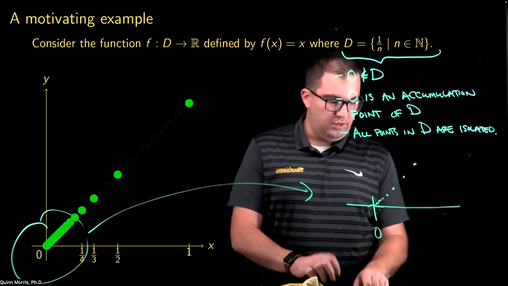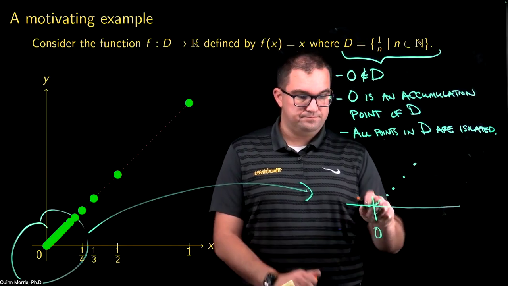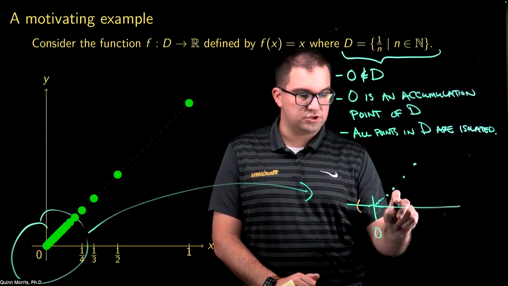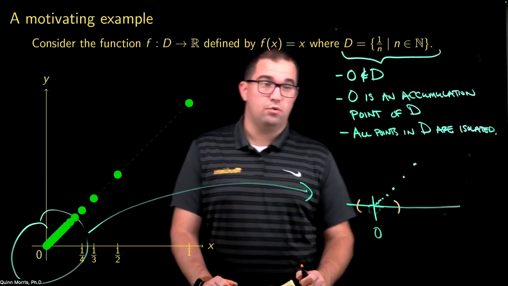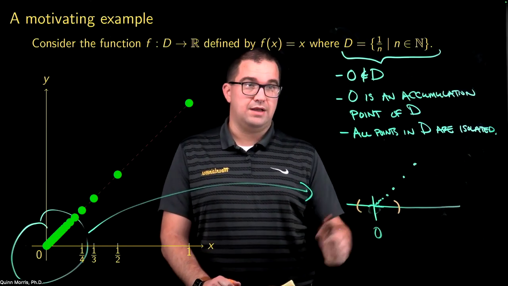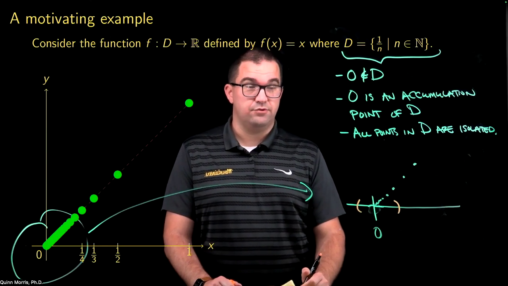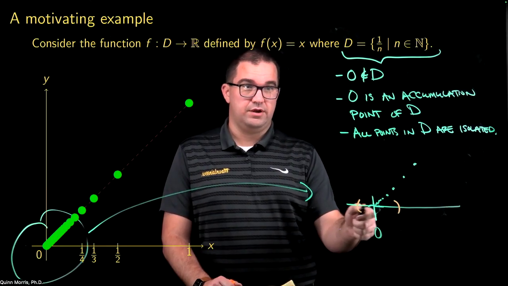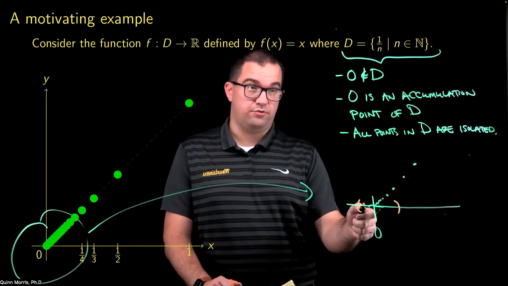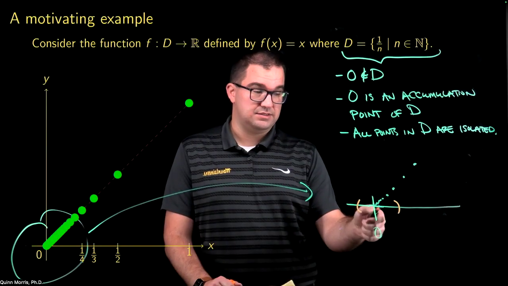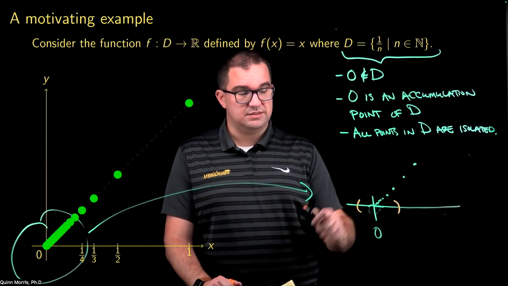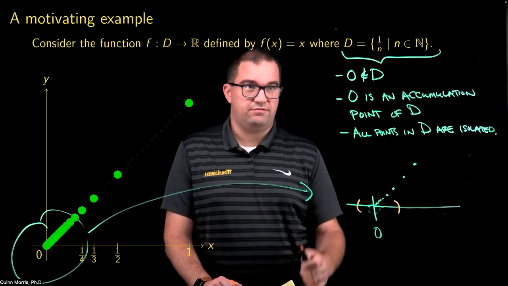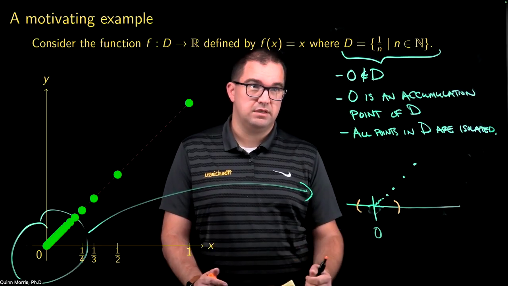Now, any interval I draw around 0, no matter how small, I have two problems. One is that any interval I draw around 0 extends to the left, which it has to because the interval has to contain 0. If it extends over here, my function isn't defined over here.